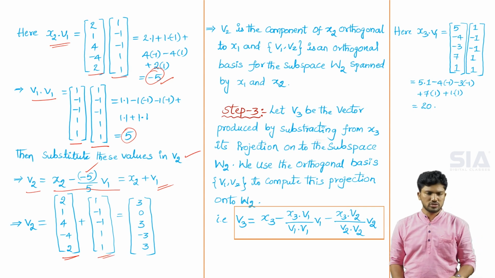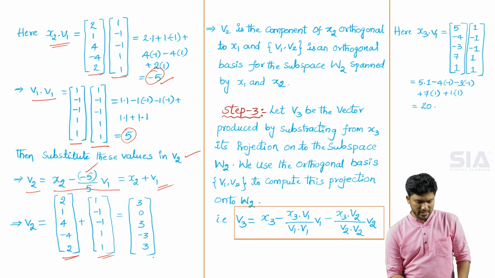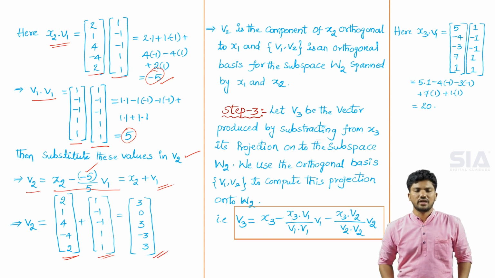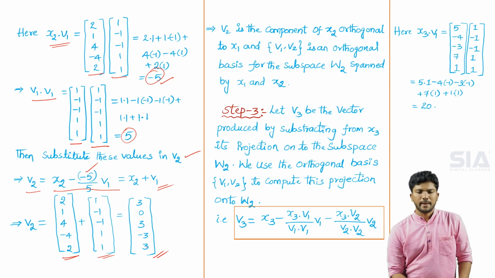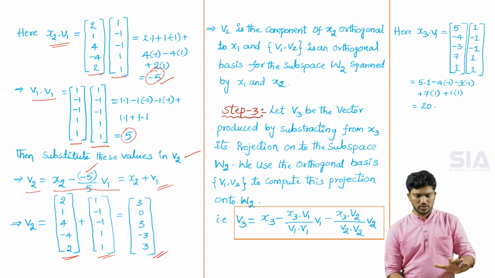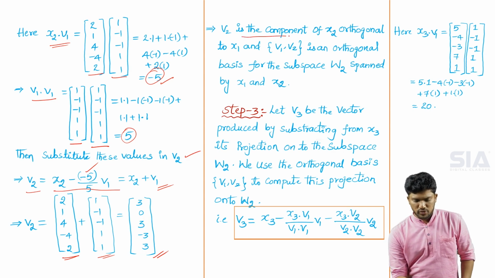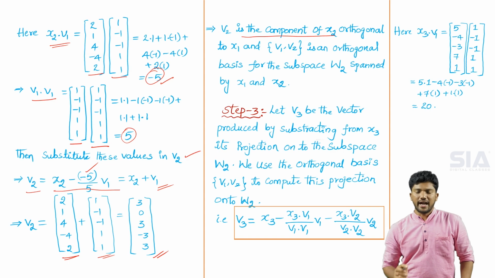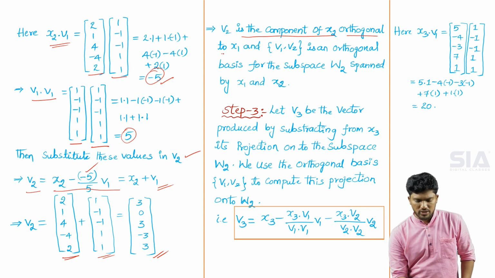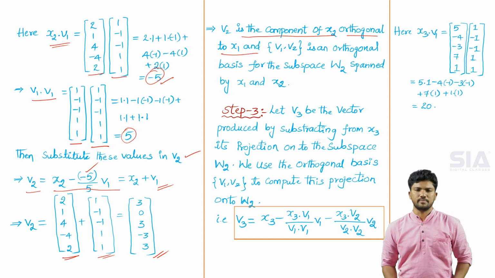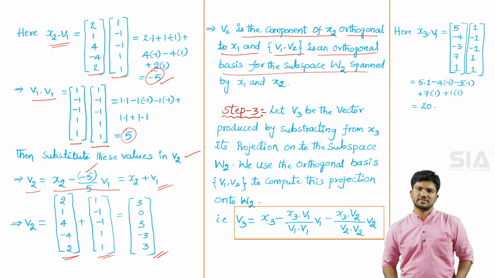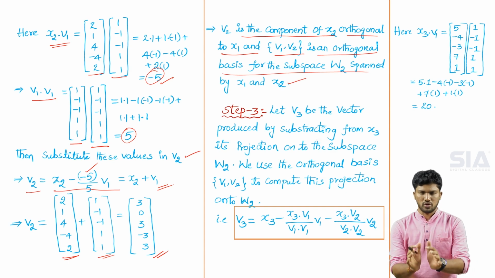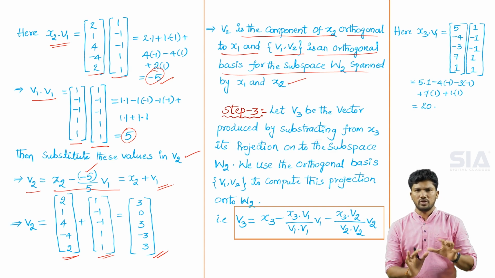Add both column matrices, then you will get the resultant second orthogonal vector, that is V2 is equal to 3, 0, 3, minus 3. Here V2 is the component of x2 and this V2 is orthogonal to the first vector x1. And V1, V2 is an orthogonal basis for the subspace W2 spanned by x1 and x2. This total theory part you know very well.